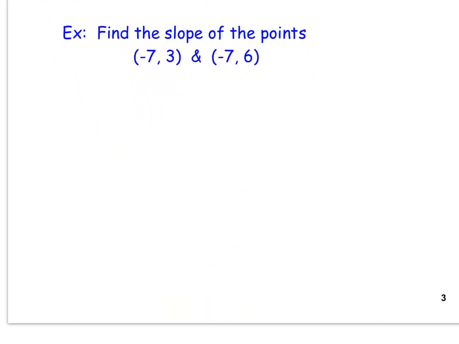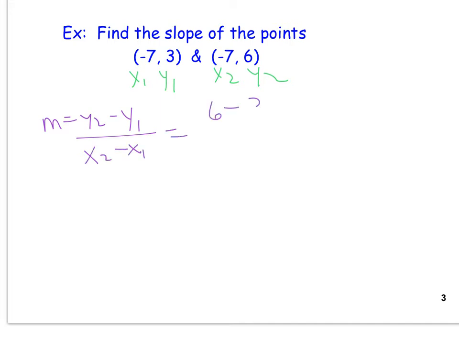So let's find the slope of the next one. Step 1 says to label your points, x1, y1, x2, y2. Then it says to go ahead and write down our formula. So m is equal to y2 minus y1 over x2 minus x1. 6 take away 3, -7 minus -7. 6 take away 3 is going to be 3. A double negative becomes a positive. So this is going to give you 0.